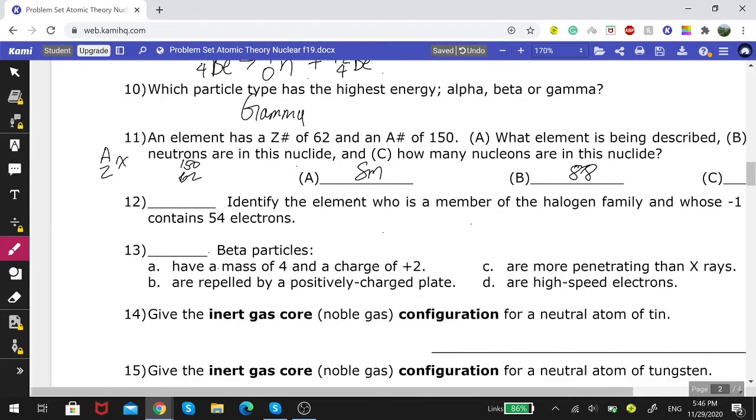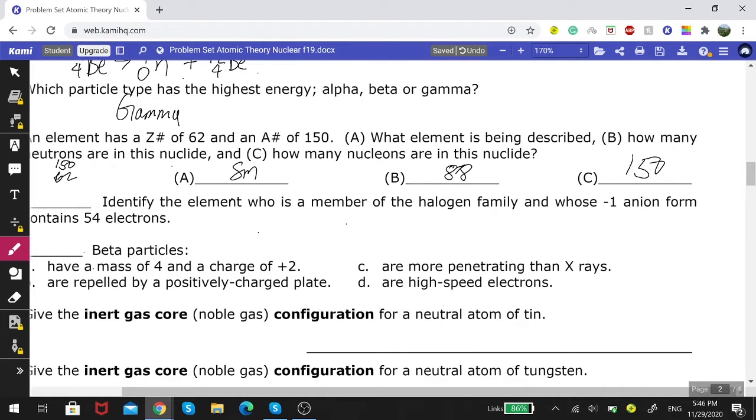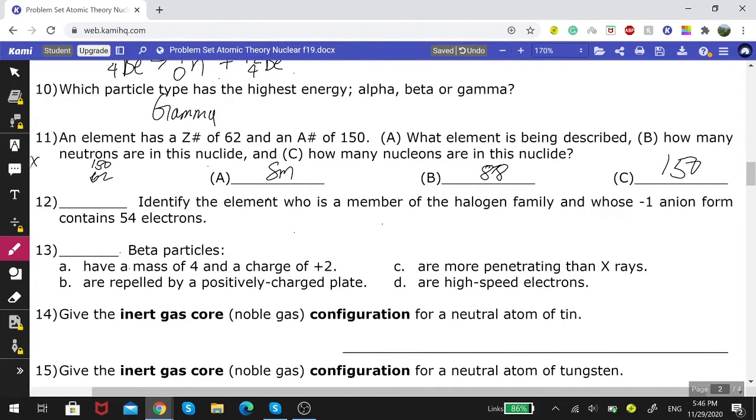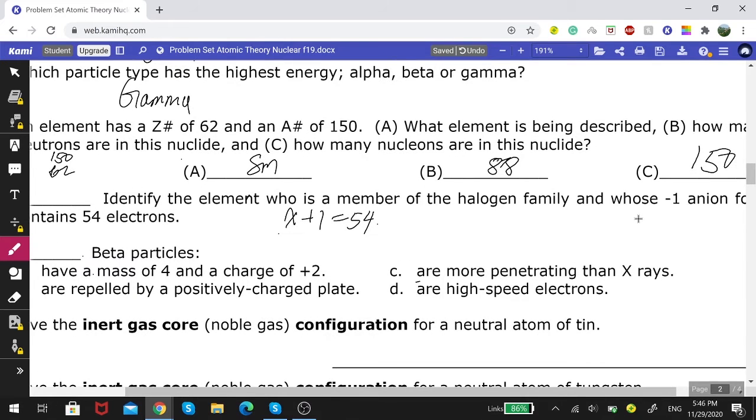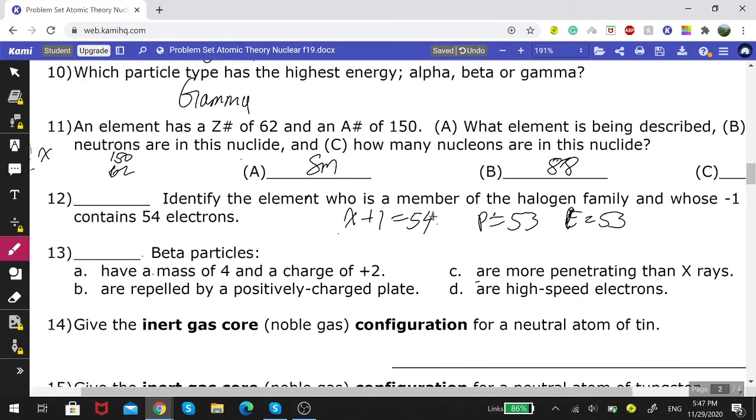Now, identify an element that's also a member of the halogen family, whose 1- ion contains 54 electrons. So we're going to find a halogen, and X minus 1 is equal to 54 electrons, which means the neutral atom has to have 53 protons and 53 electrons. And what has 53 protons? Iodine.